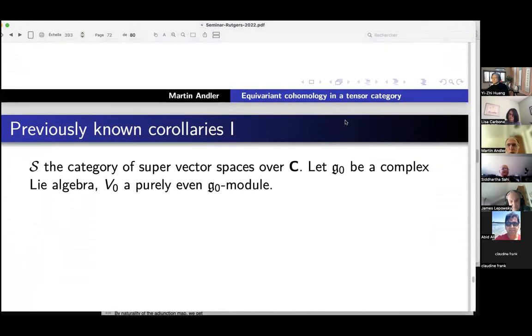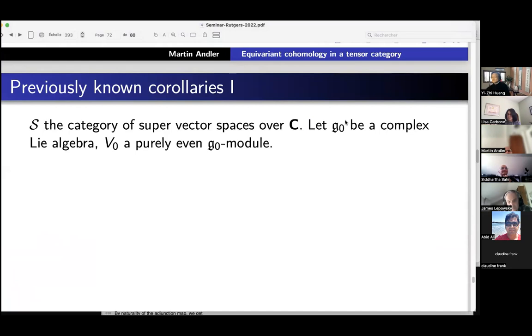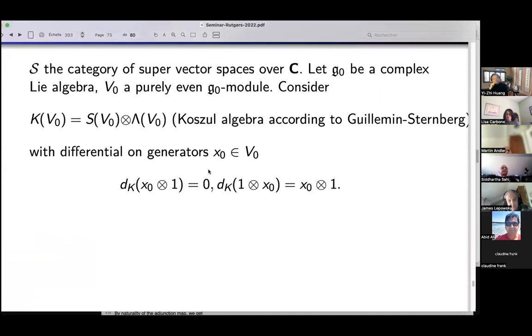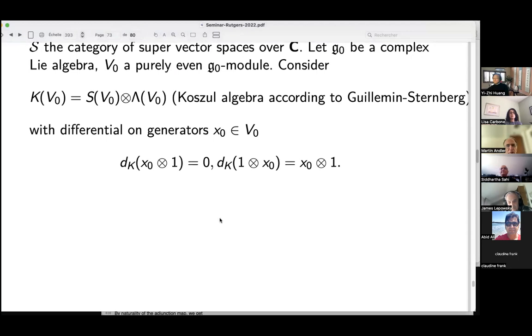They're not new results. The first one is we can consider the category of supervector spaces over C. And we consider a complex Lie algebra G0, and we consider V0 to be a purely even G0 module. Then consider the tensor product of the symmetric algebra of V0 tensor the exterior algebra of V0, which is what Guillemin-Sternberg called the Koszul algebra, and it has a differential, which is given on generators of the form X0 tensor 1, d_K is the differential 0, whereas on the exterior generators, it goes to the symmetric generators.